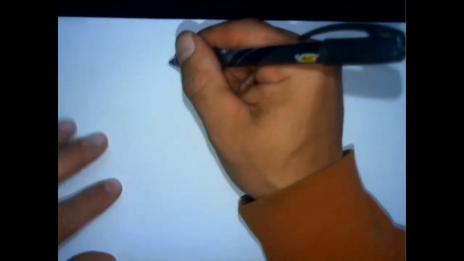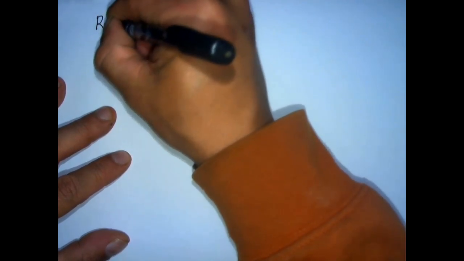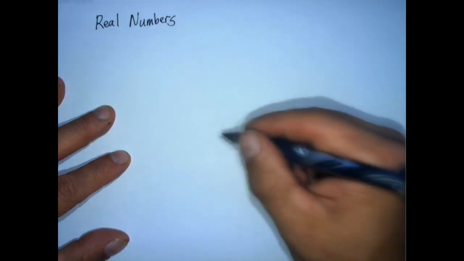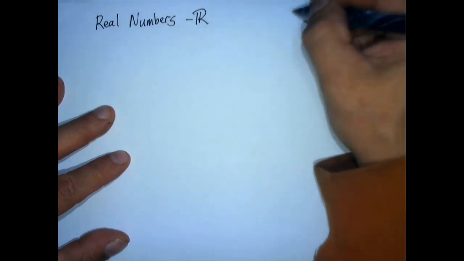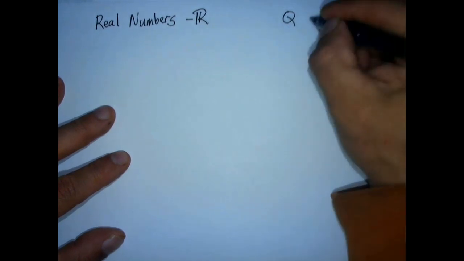The fourth topic is we put it all together, and all the numbers that we have called are called real numbers. Oh, you know what? I was wrong. Rational numbers is not R. Real numbers is R. Rational numbers is Q for quotient. Yeah, I'm sorry. My bad.